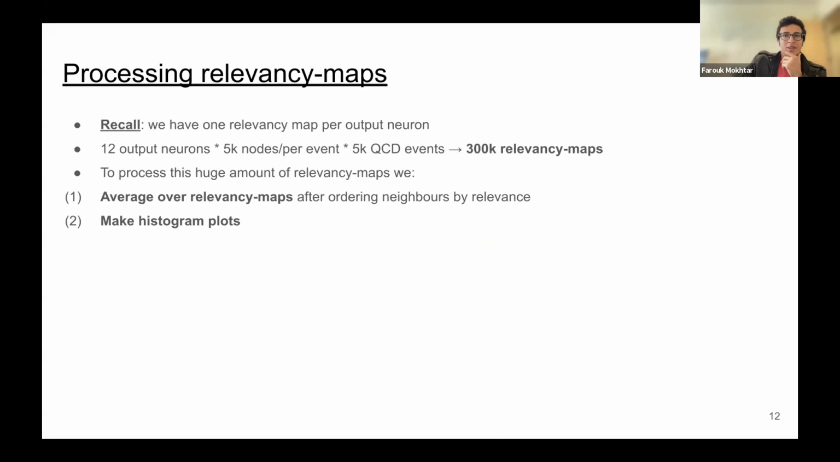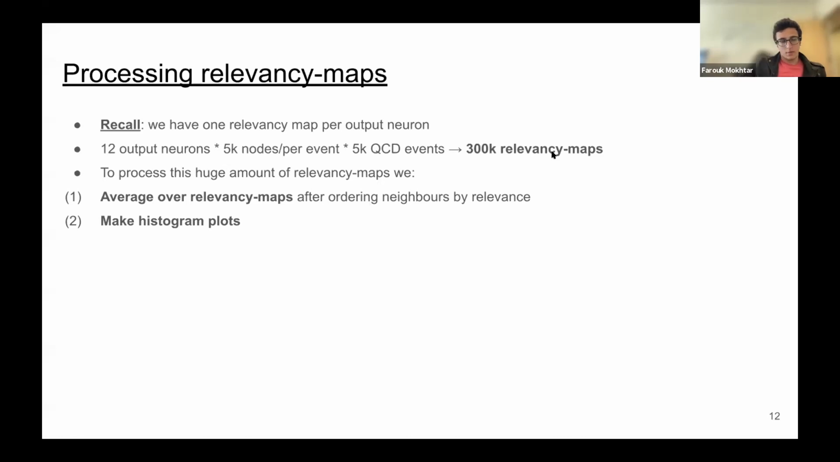Now, processing the relevancy maps is somewhat difficult because we have one relevancy map per output neuron, and in this problem we have 12 output neurons per node, because we have 6 classifying PIDs, the one autoencoding 6 classes, and the 6 regressed variables, the P4. So we have 12 output neurons per node, and we have 5K nodes per event, and we have 5K QCD events. So we have around 300,000 relevancy maps.